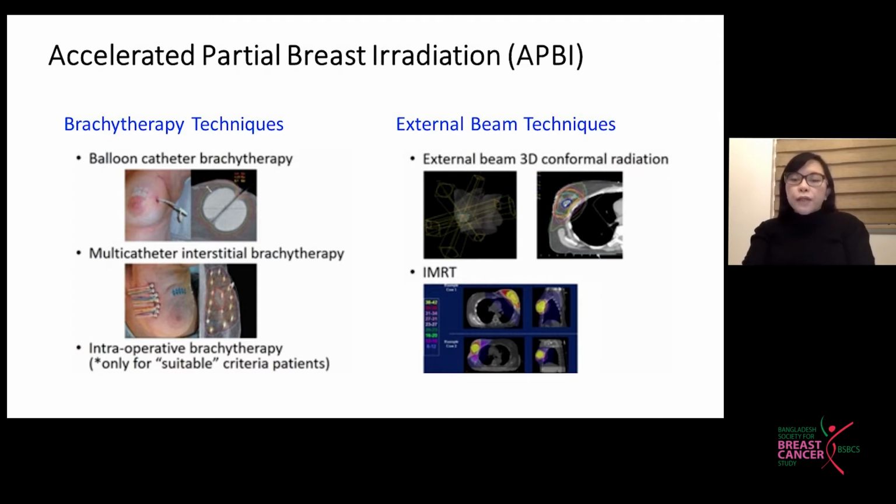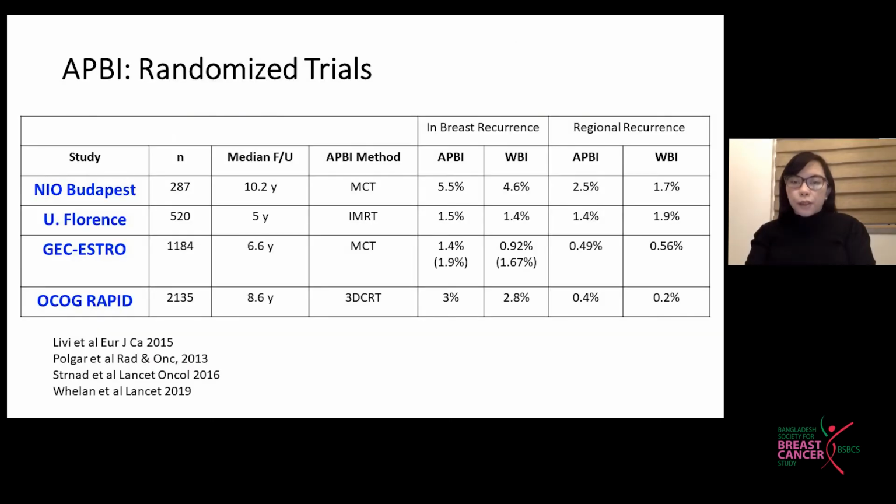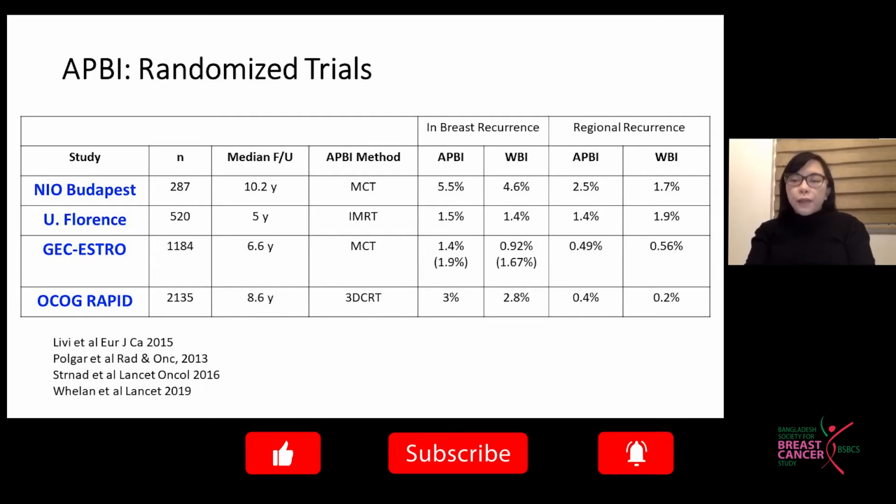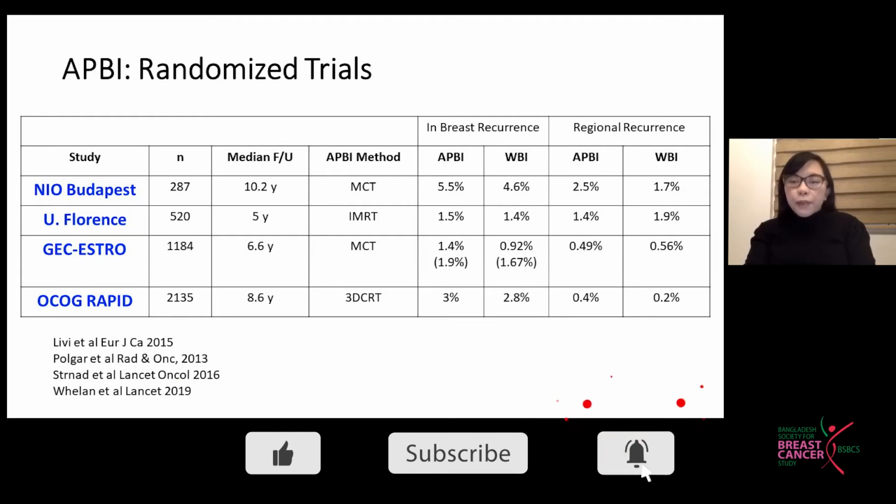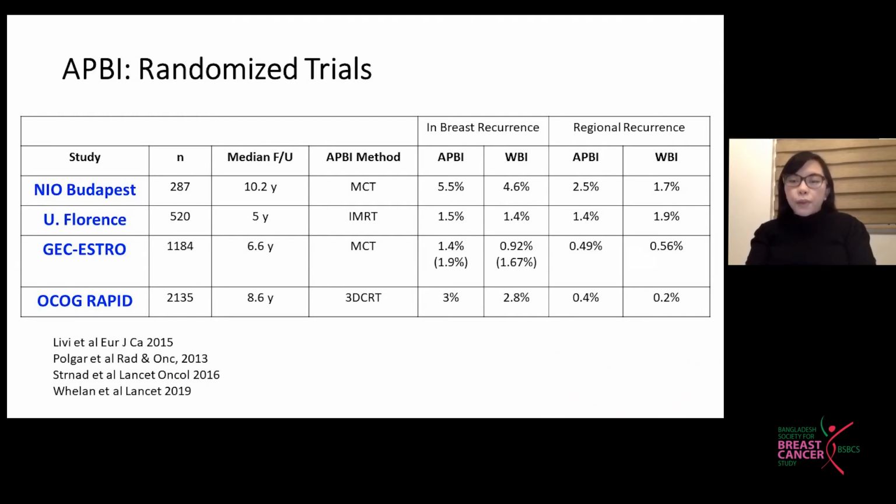The first thing to evaluate within your own practice is what are the different technologies that you may have access to in determining whether and how to use APBI. There's data to support the utilization of all these different techniques for partial breast irradiation, and what is appropriate is going to depend on your patient, your expertise, and your access to technology. Now there have been about 4 phase 3 randomized trials with non-inferiority design demonstrating that in-breast recurrence from APBI is non-inferior to whole breast irradiation, as you can see here.